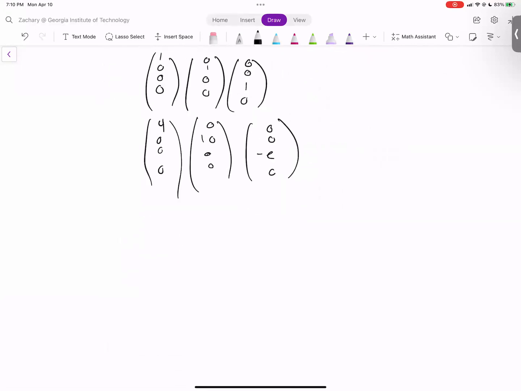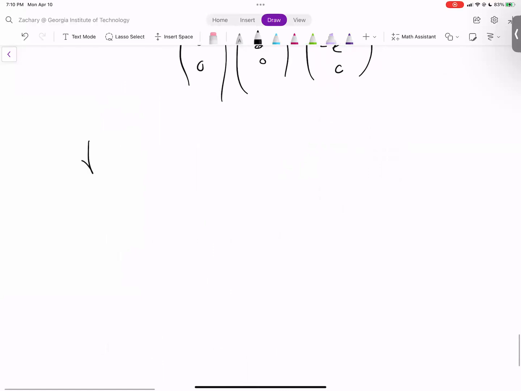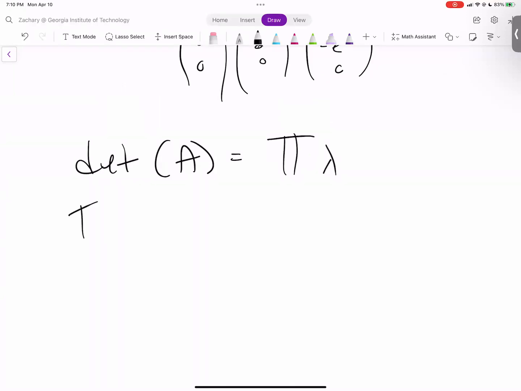One other little sidebar to have is, like I said, that the determinant of A is equal to the product of my lambdas. I forgot to mention that the trace of A is equal to the sum of your lambdas, okay? And the trace is the sum of your main diagonal, okay?